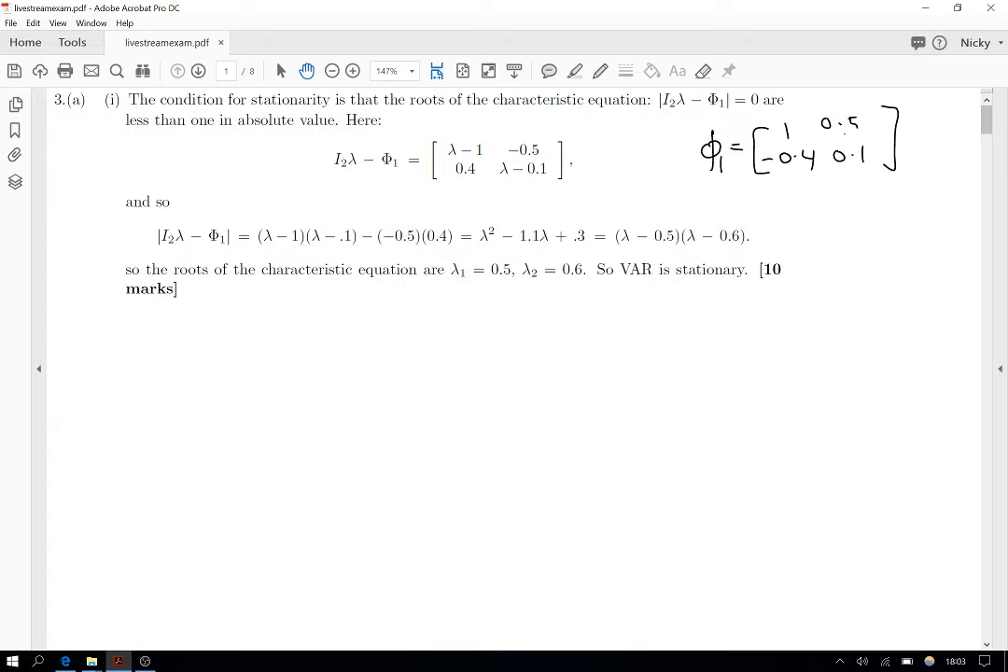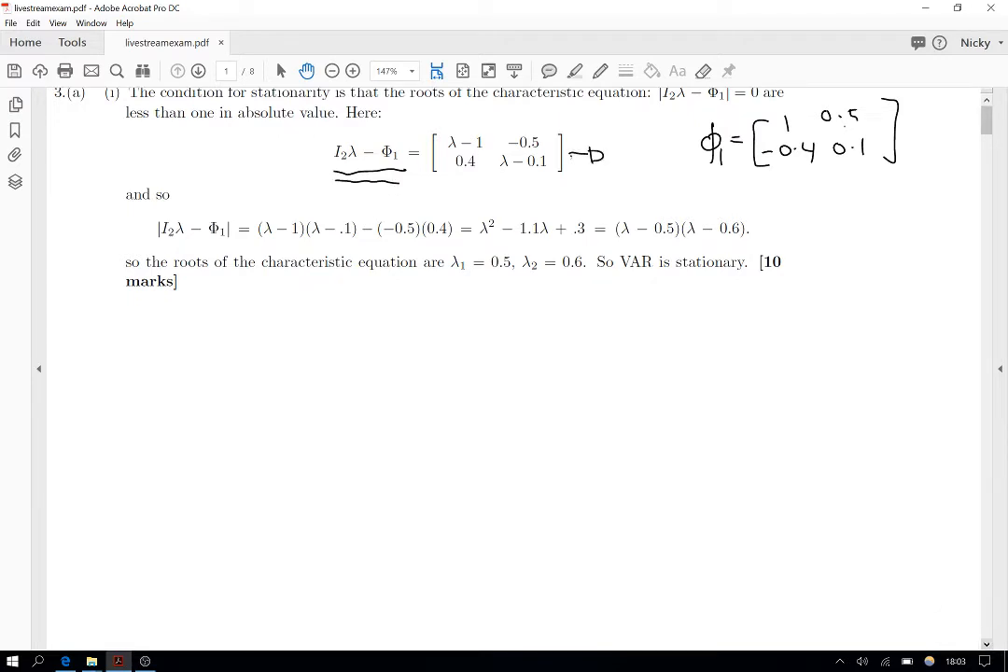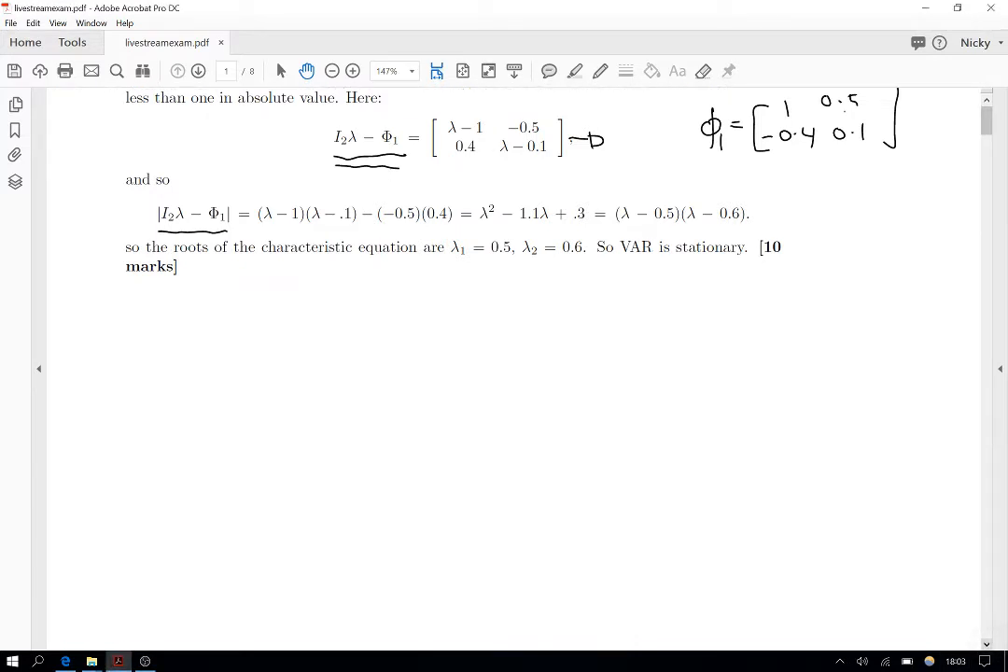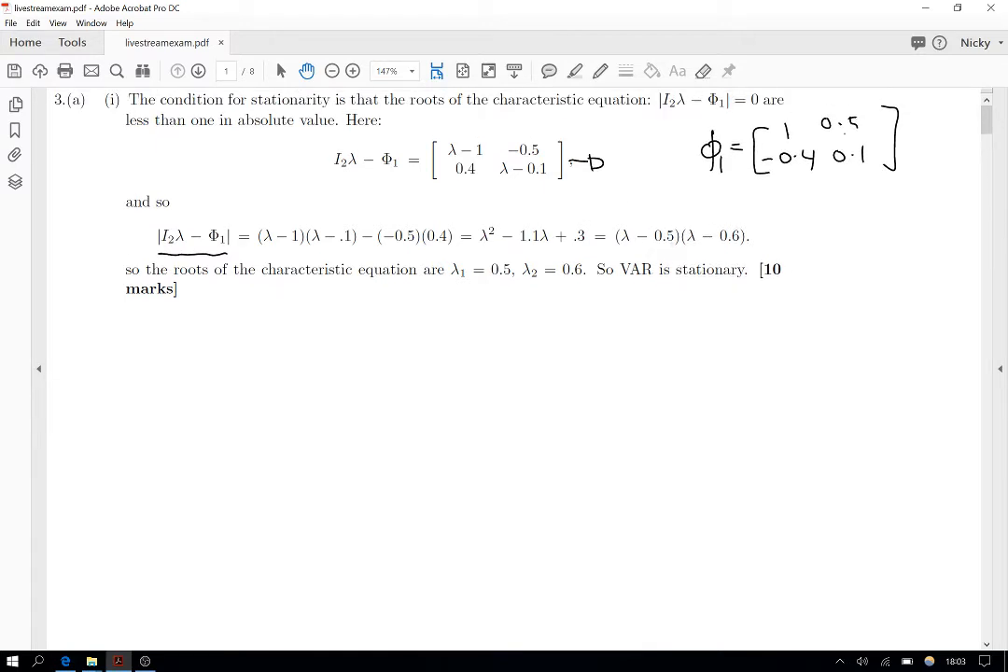Here we can use the characteristic equation approach. Remember, in order to show stationarity, we first derive this characteristic equation matrix, then derive the determinant of this matrix. It will be some polynomial in lambda, and we have to show that the roots of this equation are both less than 1 in absolute value. So all you have to do is state the characteristic equation and then state the conditions. We went through in lectures why this method works.